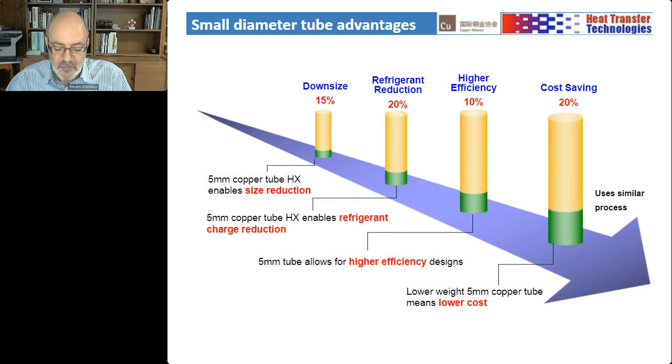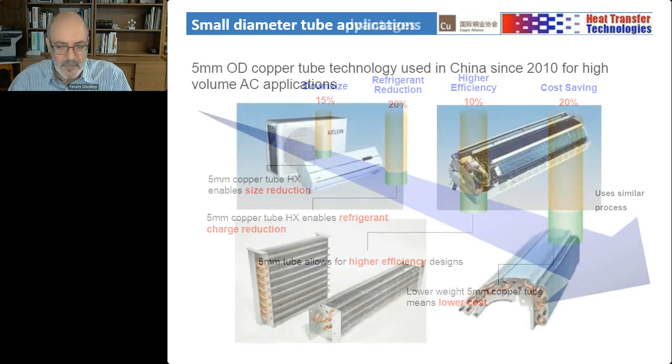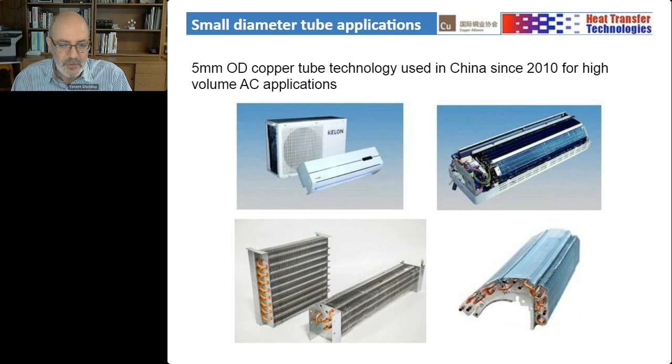The advantages of 5 millimeter copper tubes are quite numerous. It allows for the downsize of a heat exchanger. It allows for the refrigerant reduction, substantial refrigerant reduction. It also allows higher efficiency from a tightly packed heat exchanger and the reduction of cost. Some of the applications of 5 millimeter copper tubes are air conditioning split systems, condensers and evaporators in many applications, including heat pump water heaters as an evaporator. We will cover that later in the simulation.